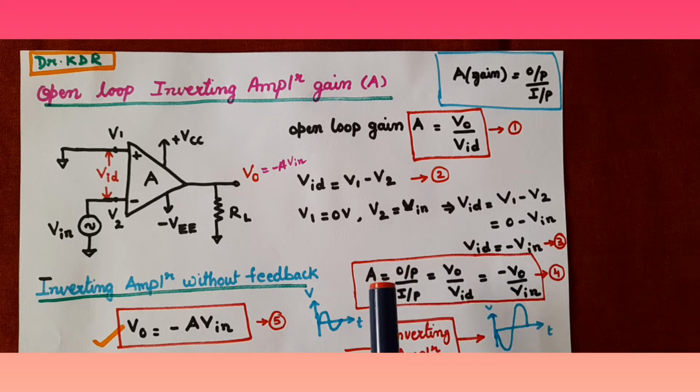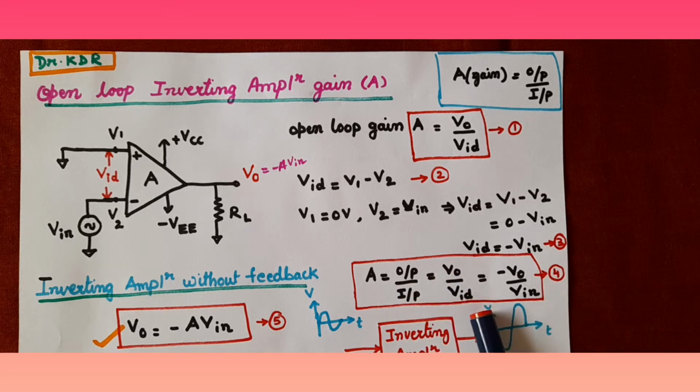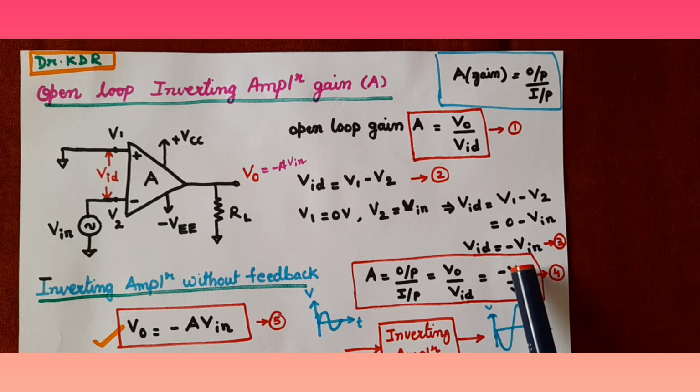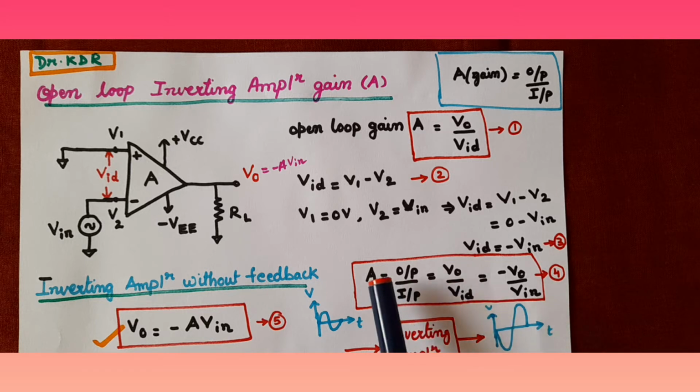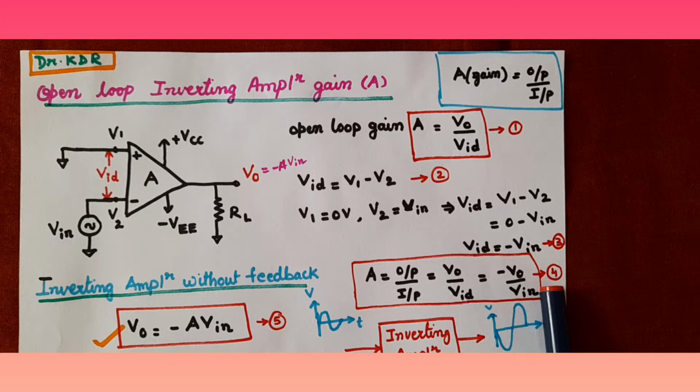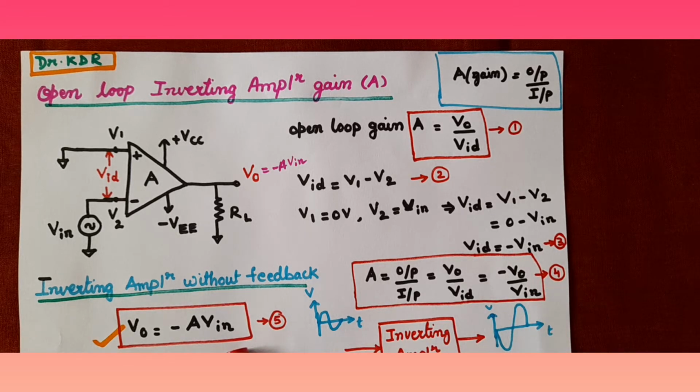So what is open loop gain now? Output by input, where output is V0 voltage and input is VID. V0, what is VID coming as? Minus V in. On substituting VID we get this. So what is A? A is equal to minus V0 by V in. So on rearranging the terms, we will get the output voltage equation of an inverting amplifier: V0 is equal to minus A times V in.